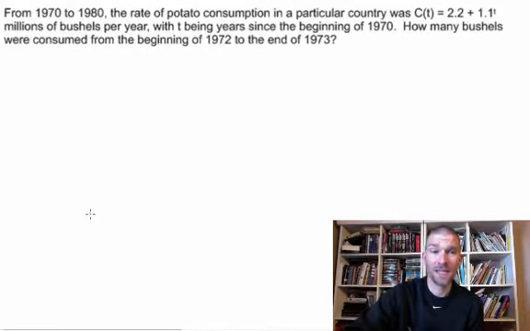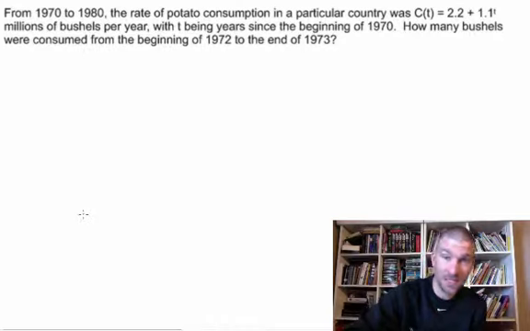From 1970 to 1980, the rate of potato consumption in a particular country was determined to be C of T, I guess consumption for C, 2.2 plus 1.1 to the T power, millions of bushels per year. That's a lot of taters. With T being years since the beginning of 1970. Okay, so we're going to start in 1970 and move forward.